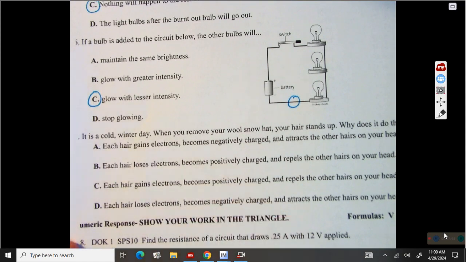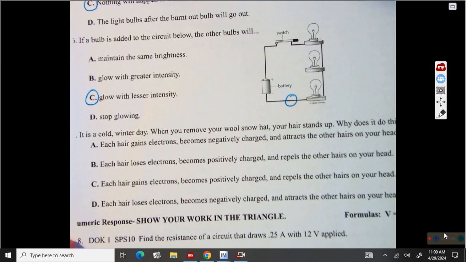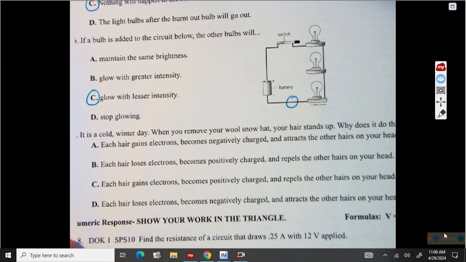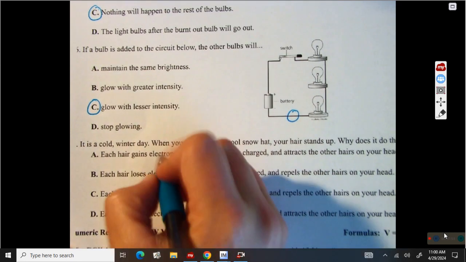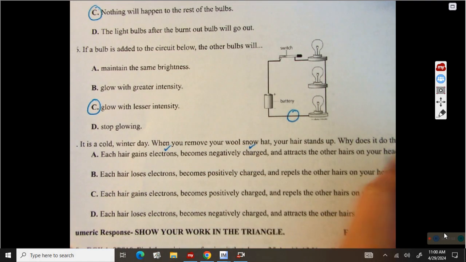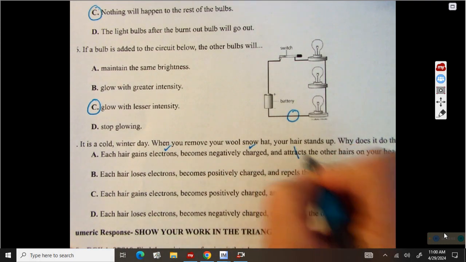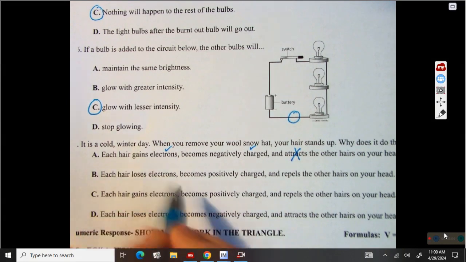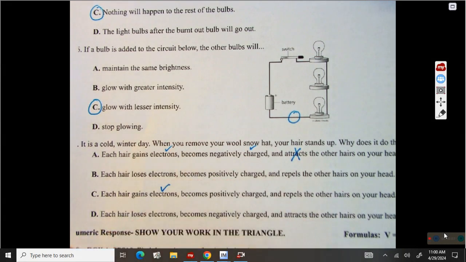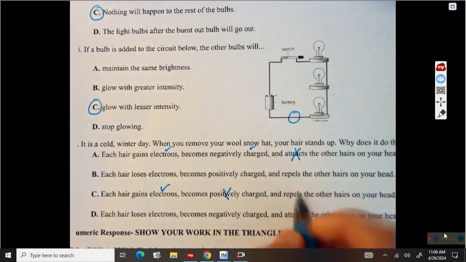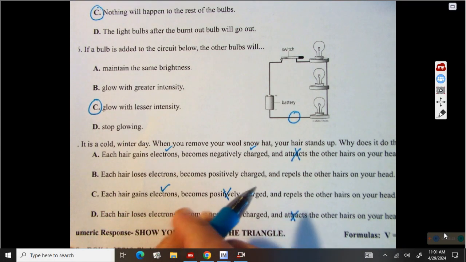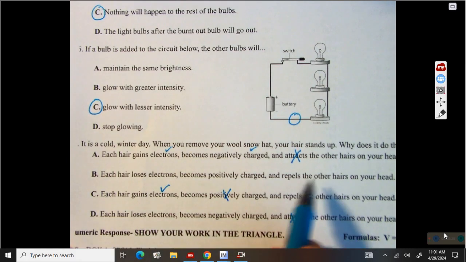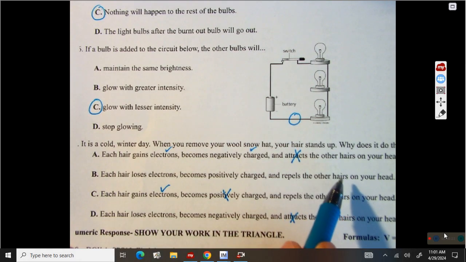It's a cold day. You remove your snow hat and your hair stands up. Why does it do that? Well, the hair is going to gain electrons, that's for sure, become negatively charged, that's correct, and attract the other hairs on your head, no. Gonna gain electrons, yes. Become positively charged, no. So it's not going to attract. This says each hair loses electrons, becomes positively charged, and repels the other hairs on your head.